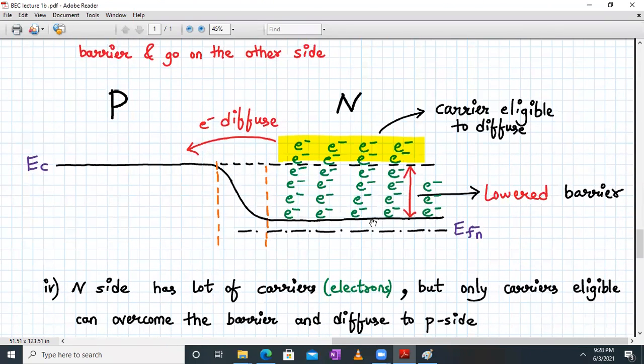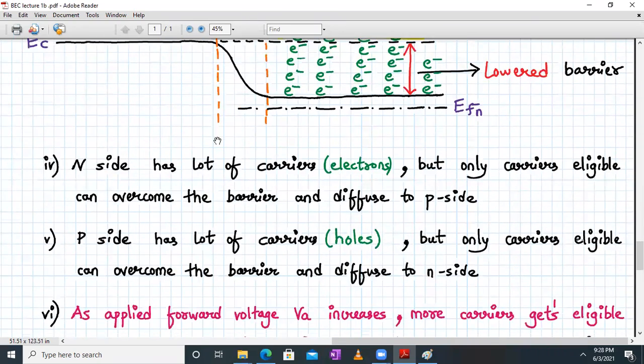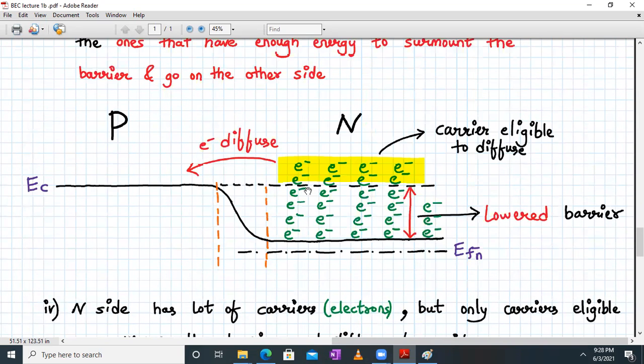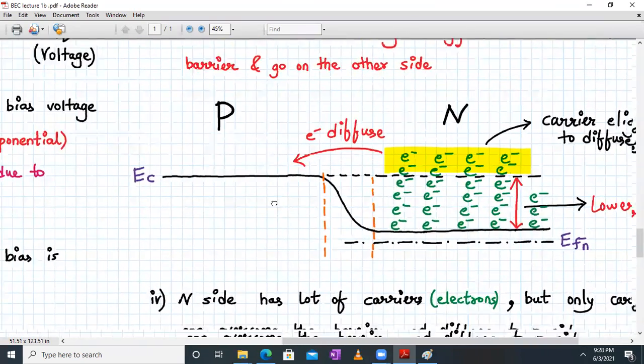yeah, so as we go on increasing the applied potential, more and more carriers become eligible to diffuse because they see a reduced barrier to cross the junction. Okay, and so as the applied forward voltage increases, more carriers become eligible, and hence more of them diffuse to the other side, causing a tremendous increase in the current flow. Hence, we will be seeing later in simulation that the current ID will increase exponentially with the applied voltage VA. Okay, so this is what is actually going on.